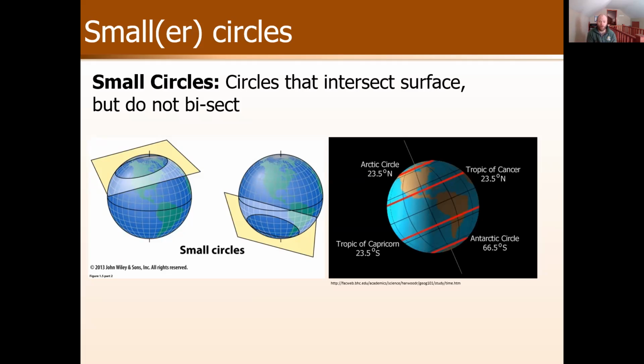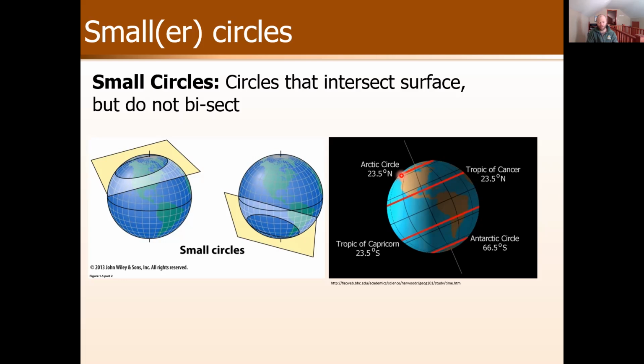Okay, so then also in the grid system, we can use small circles. What is a small circle? It's essentially any line that subdivides Earth not into equal halves, and so it does not bisect. All right, we do have some pretty well-known small circles, at least in Earth's geographic grid, that some of you have probably heard of, like the Tropic of Cancer and Tropic of Capricorn.